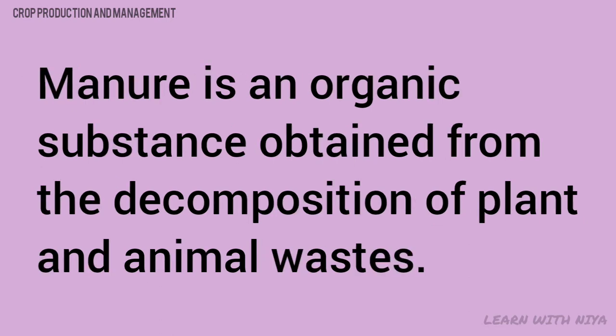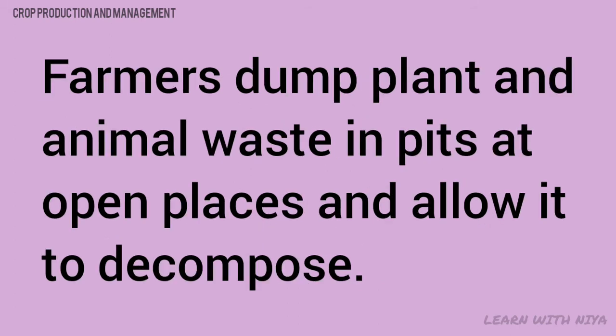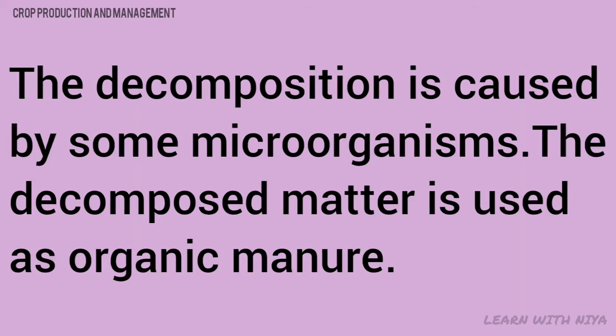Manure is an organic substance obtained from the decomposition of plant or animal waste. Farmers dump plant and animal waste in pits at open places and allow it to decompose. The decomposition is caused by some microorganisms. The decomposed matter is used as organic manure.